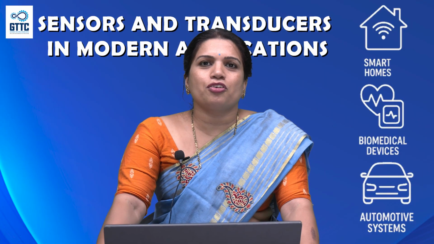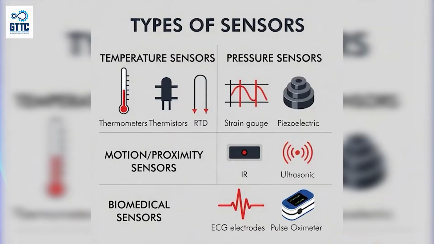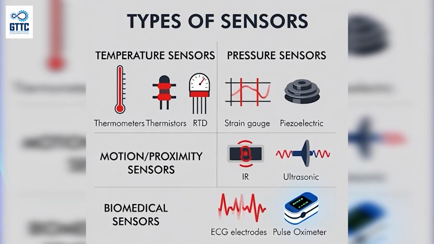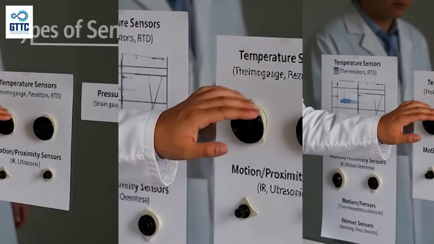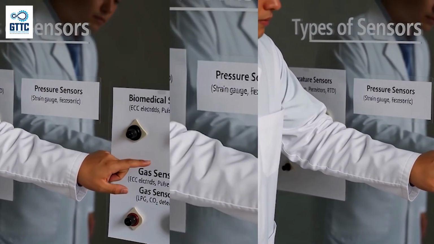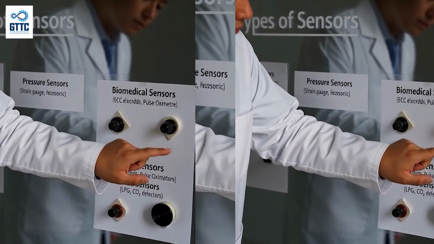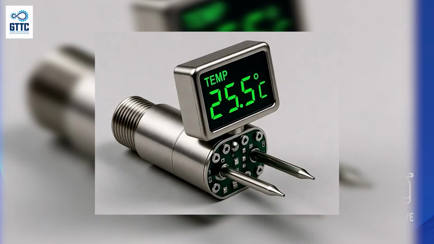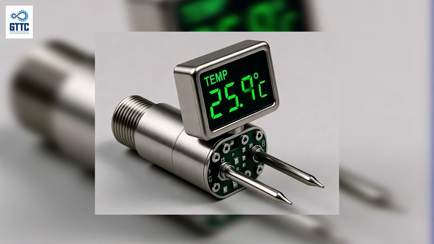Now let me go for the next topic, that is types of sensors. Here we have a million types of sensors, but let me take only a few types, which are temperature sensors, pressure sensors, motion or proximity sensors, biomedical sensors, and gas sensors. Let me come to the first type of sensor, that is the temperature sensor.